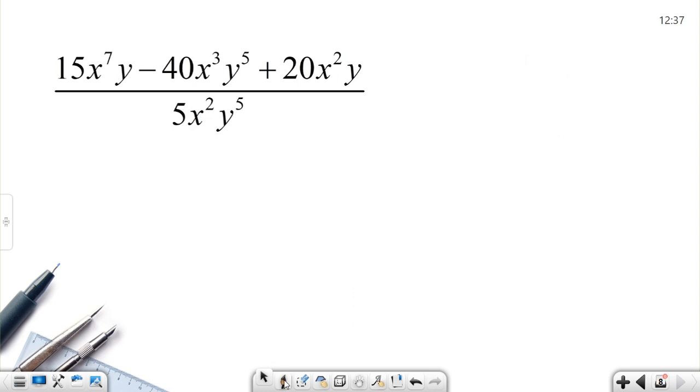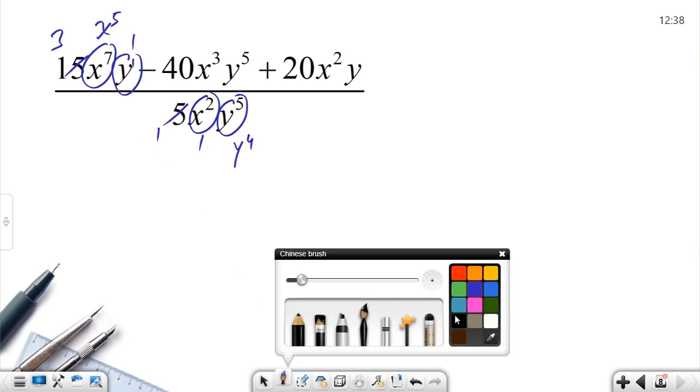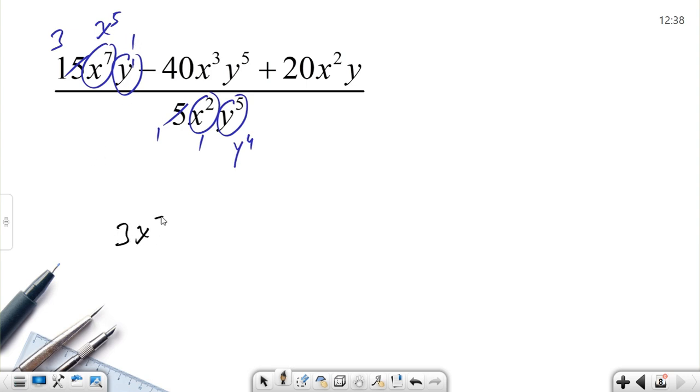Okay, this is the last example. 15 and 5. We can simplify 15 and 5. Let's change the color to make it more clear. 15 and 5 we can simplify by 5. This will be 3. This will be 1. X to the power of 7, x to the power of 2. So 7 is bigger. 7 minus 2 is 5. This will be 1. Y and y to the power of 5. Y to the power of 1 is here. 5 minus 1, y to the power of 4. This will be 1. Let's write it. 3 times x to the power of 5, 3x to the power of 5 multiplied by 1, over 1 times 1 multiplied by y to the power of 4. Plus.